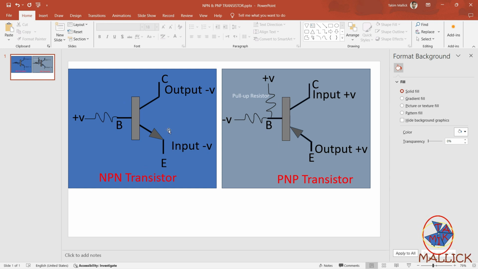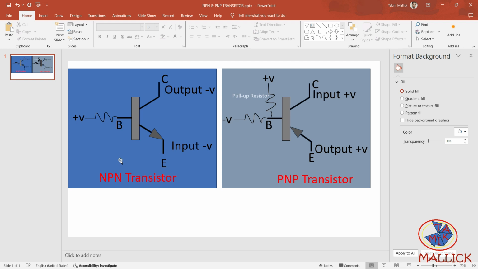See the symbol carefully. For the PNP transistor, the arrow symbol is outside, and for the NPN, the arrow is pointing inside. One thing is common here: both arrows mark the emitter. E stands for emitter, and both transistors have three legs: collector, base and emitter.